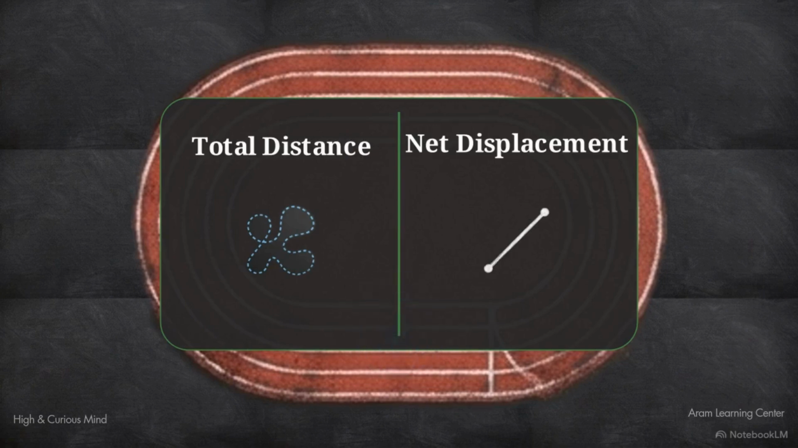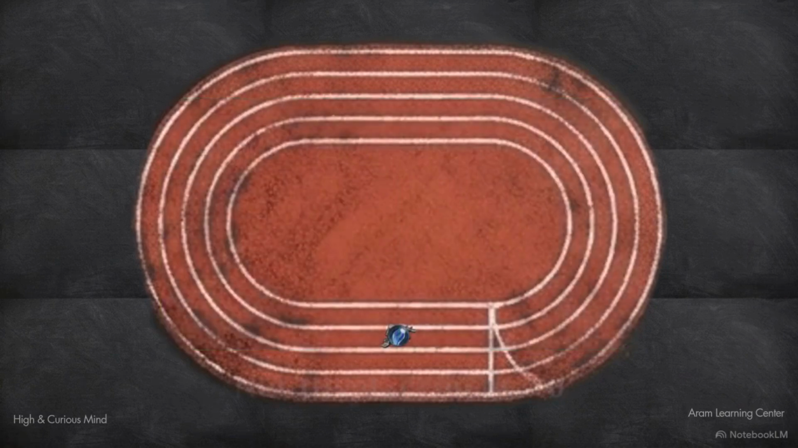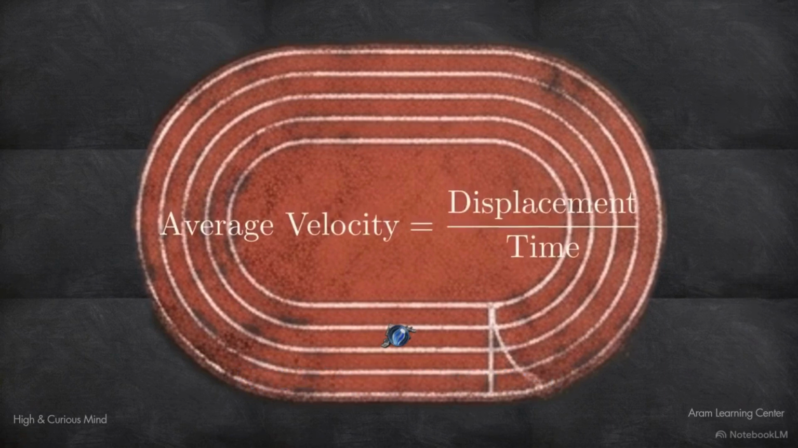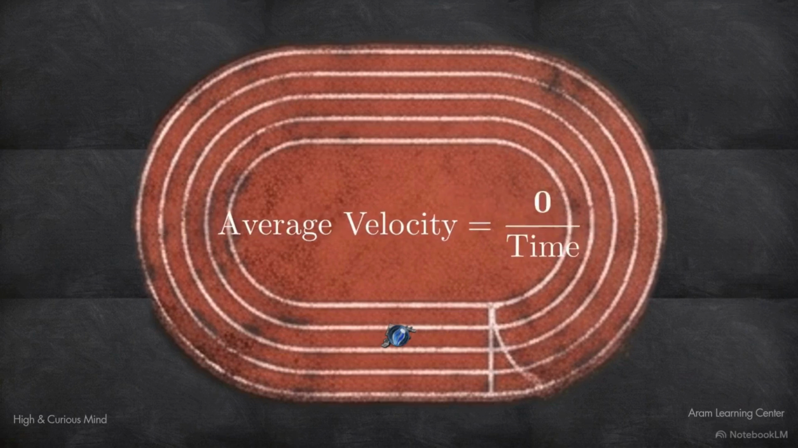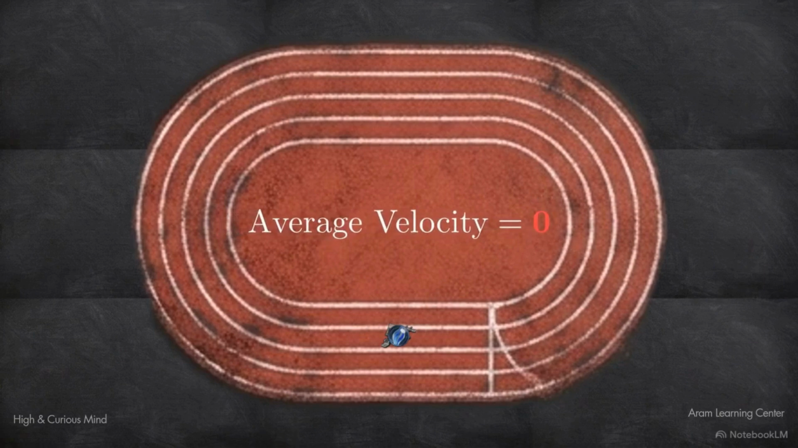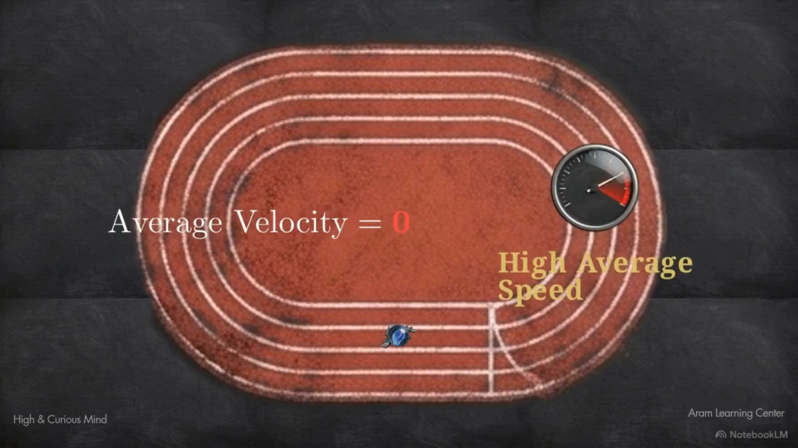Displacement is the straight line shortcut from your starting position to your final position. Because the runner crosses the exact same starting line where they began, their net displacement is mathematically zero. Average velocity is calculated using displacement, not distance. So if the displacement is zero, the average velocity for that full lap is also zero, even though they were running at a high average speed the entire time.